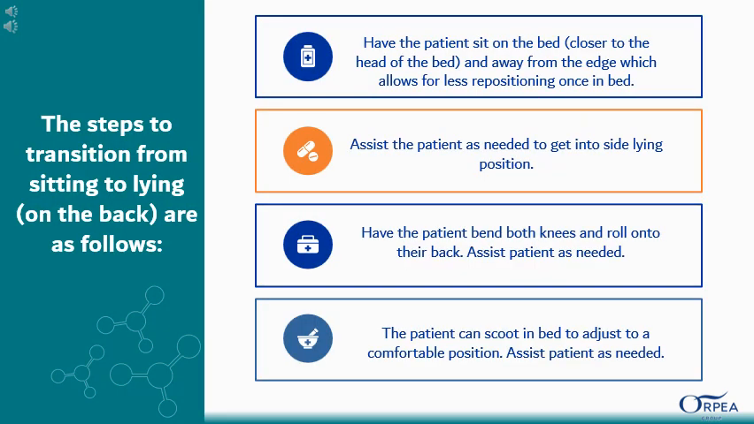The steps to transition from sitting to supine lying are as follows. Have the patient sit on the bed and away from the edge, which allows for less repositioning once in bed. Assist the patient as needed to get into side lying position. Have the patient bend both knees and roll onto their back. Assist patient as needed. The patient can scoot in bed to adjust to a comfortable position. Assist patient as needed.